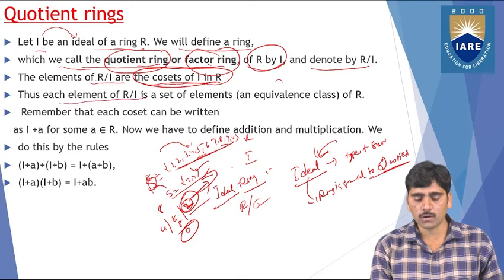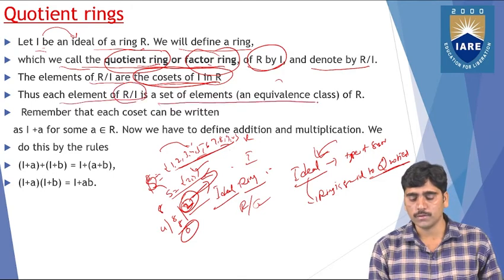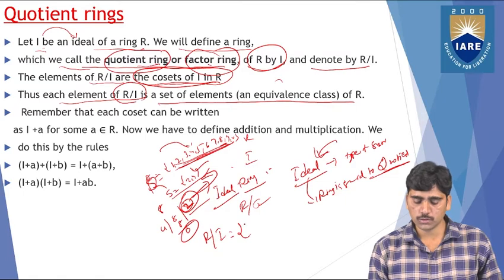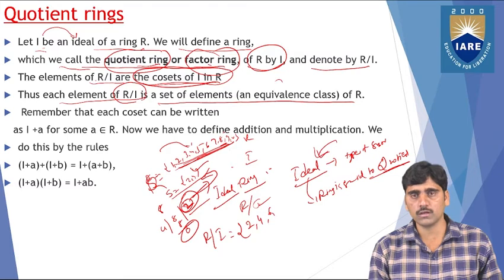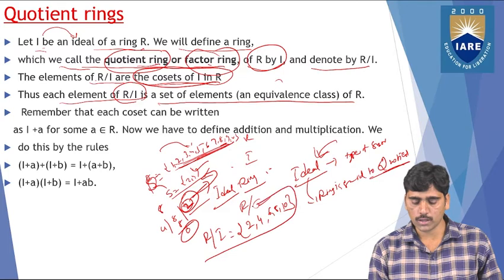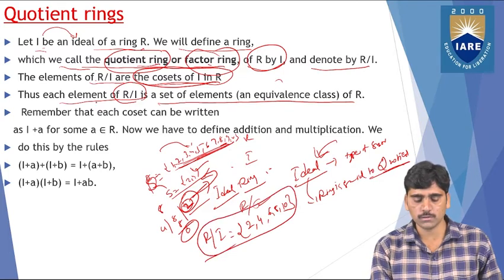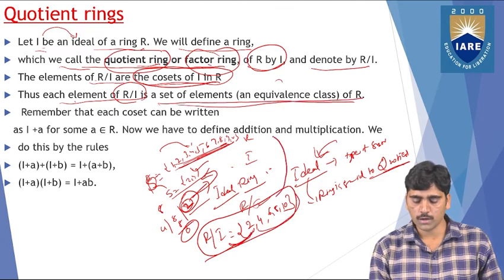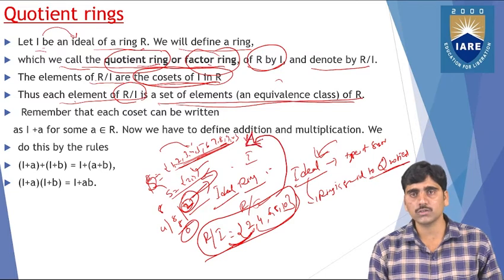Thus each element of R by I is a set of elements. Suppose you take R by I, then 2 divides 4, 2 divides 6, 2 divides 8, 2 divides 10, right? So this is all a subset. Each element of R by I is a set of elements of R. So these all belong to R. This is the way you can mention that point.